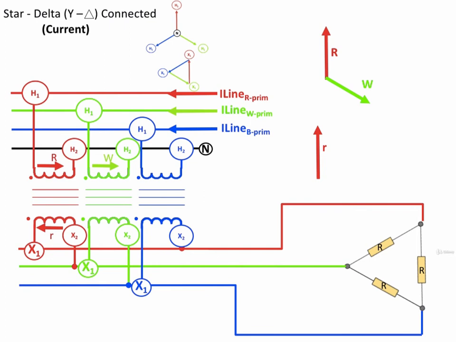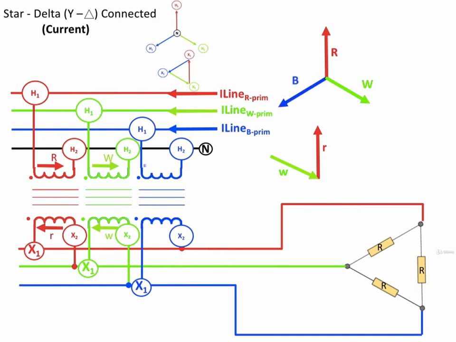Similarly, the white phase current is 120 degrees lagging the red phase, and that's going to be flowing into the spot on the white phase transformer primary. And because it is also magnetically linked with the secondary, the current will be flowing out of the spot on the secondary. So it will be in phase with the current flowing in the primary side. However, the X1 terminal of the white phase is connected to the X2 terminal of the red phase. So the head of the arrow of the white phase will be connected to the tail of the arrow of the red phase.